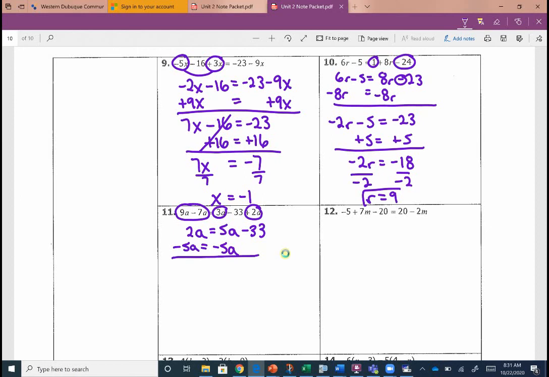2a minus 5a, again, that's something that if you need to double check in the calculator, you double check it in the calculator. That's not a big deal. 2 minus 5 is negative 3a. And then we finish it off dividing by negative 3. So our a should equal 11. A couple of you pointed out to me, hey, this guy is kind of cool. Question 11's answer is 11.